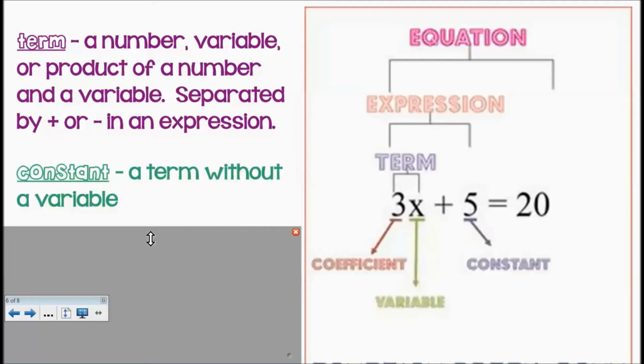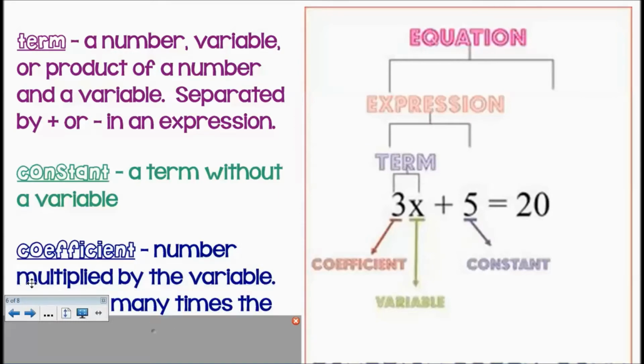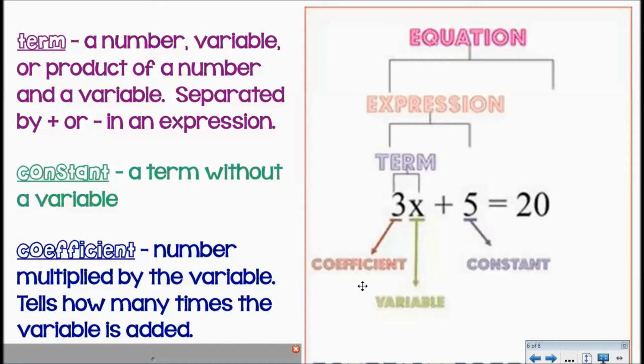Next word is a constant, a term without a variable. 5. It's just 5. Its value is always the same. So that's why it's constant. And then you have coefficient. This is the number multiplied by the variable. It tells how many times the variable is being added. 3 is the coefficient. That means I have 3 x's plus 5. I could expand that expression out and have x plus x plus x plus 5.